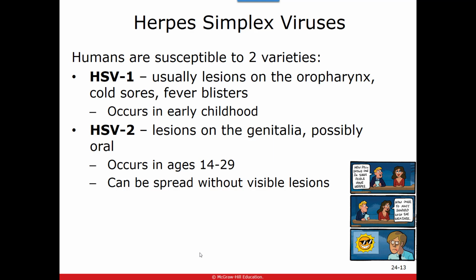Their lesions are called cold sores or fever blisters, and usually this particular virus is picked up earlier on in childhood. Herpes simplex virus 2 causes lesions on the genitalia, possibly around the mouth as well. This is usually picked up a little bit later in life, usually when you get to the sexually active age. It can also be spread without any visible lesions.